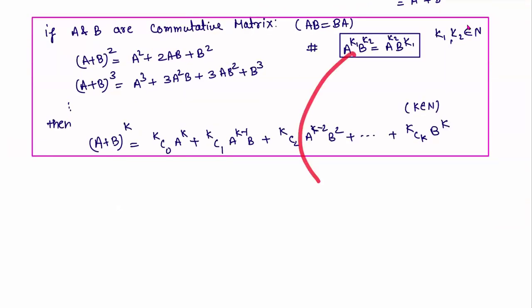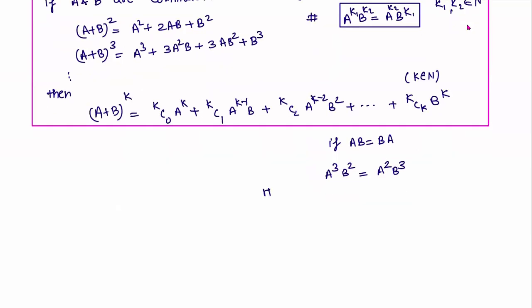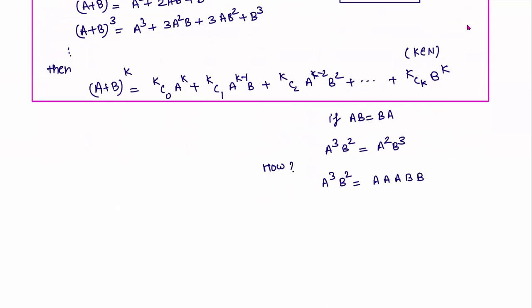In this property, what we are trying to say is, if AB equals BA, then A power 3 into B square is the same as A square into B cube. How? Check. A power 3 into B square, that we can write as A into B B. Now what is AB? BA. So this we can write as AB, sorry, ABAB. Am I correct? Now what is this AB and this AB? So this AB we can write as BA, and this AB also we can write as BA. Am I correct?